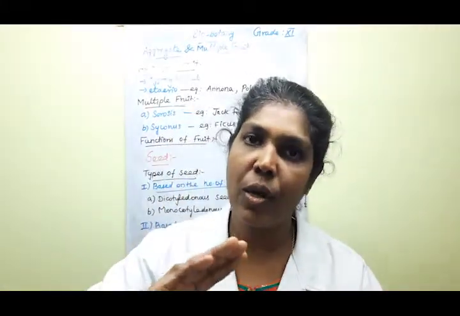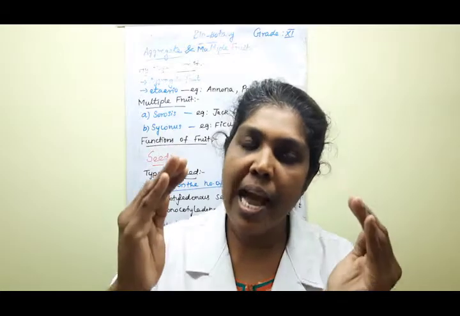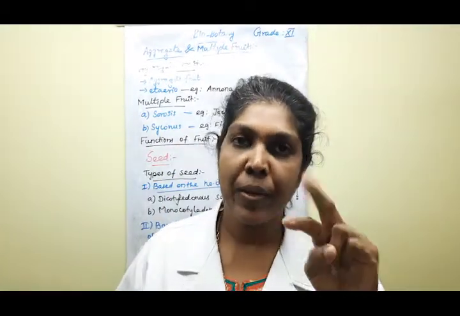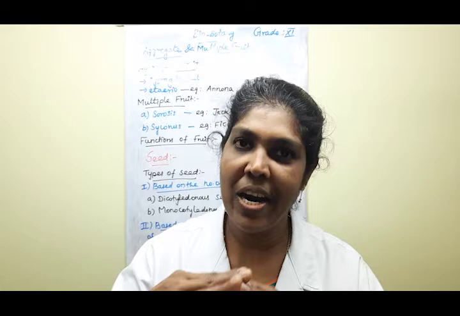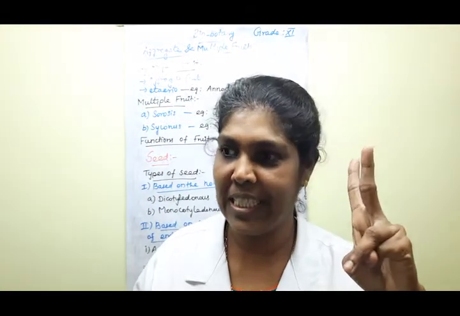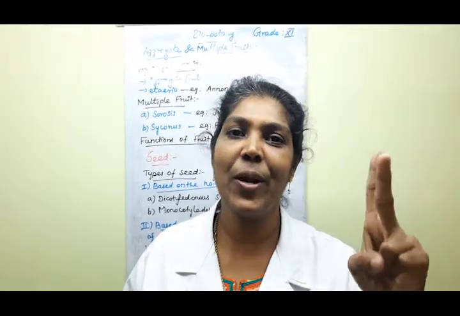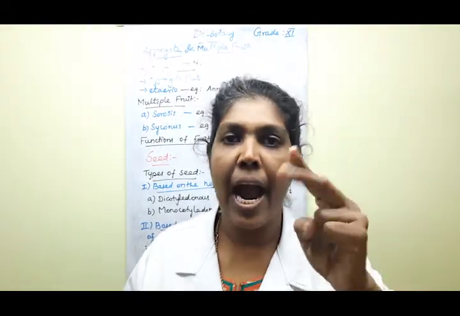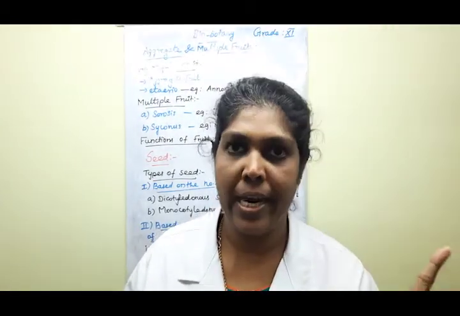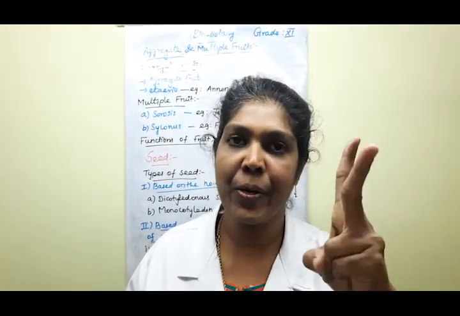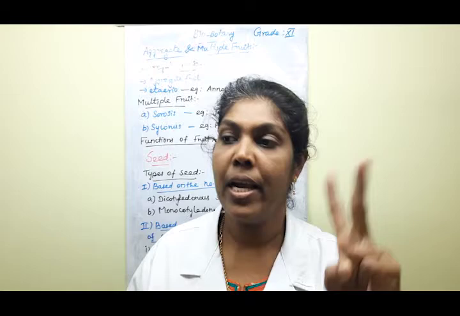Okay. Based on the cotyledons, seeds are divided into two types, children. Do you know that? Yes, very good. One is the dicotyledon seed and another one is the monocotyledon seed. Clear? One is dicotyledon seed and another one is monocotyledon seed.